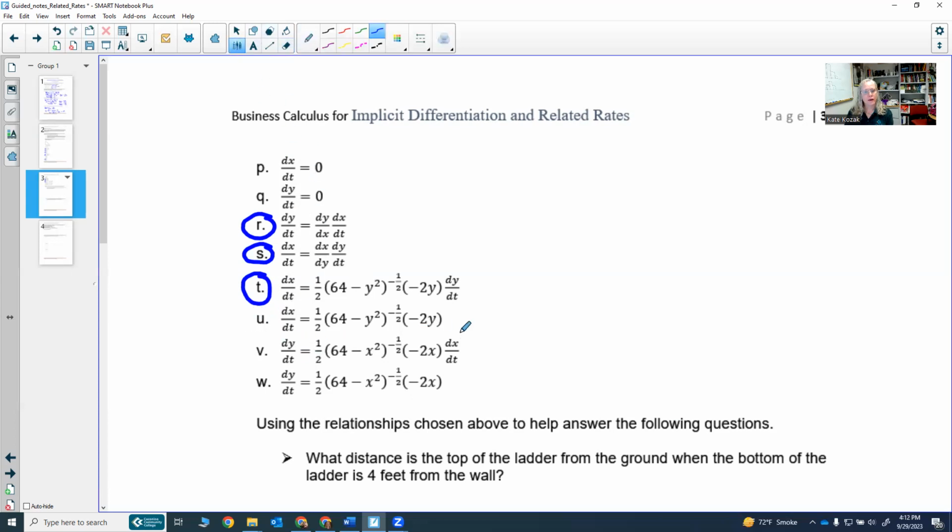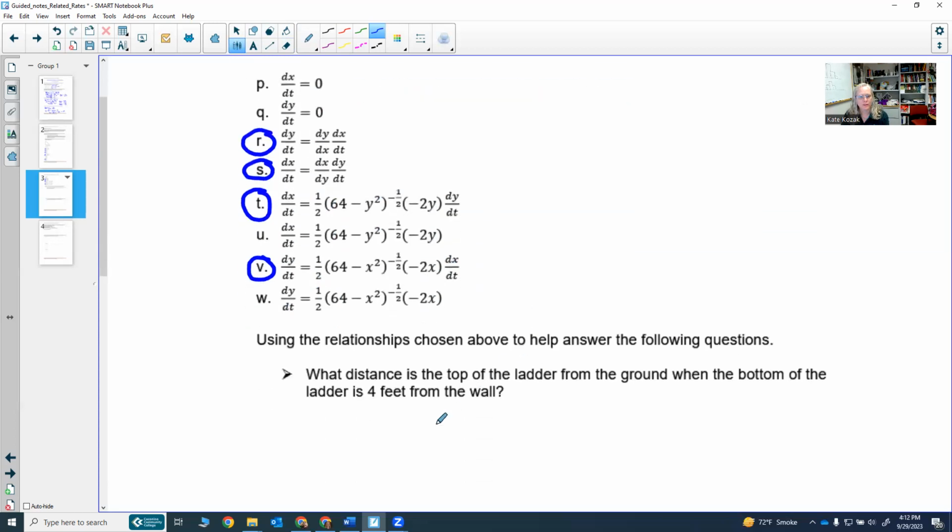But V looks very much similar to T. It's exactly the same, except we did dy/dt instead of dx/dt. W again doesn't work because it doesn't have the dx/dt on the end. So we're going to use all these relationships we chose to help us answer the following question.